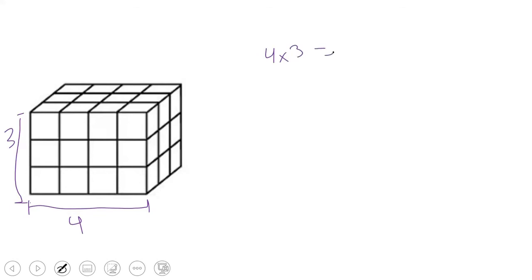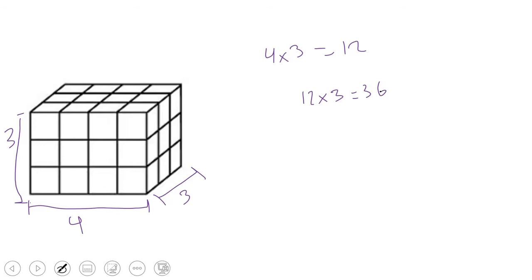which again is 12. And then I could multiply 12 by the depth, which is 3. So I would do 12 times 3, which I know is 36. Okay. And then 36 would be the cubic units, and that would be our volume for this shape.